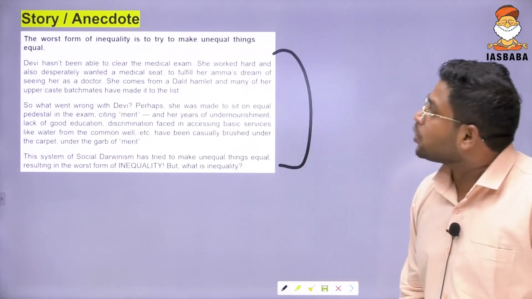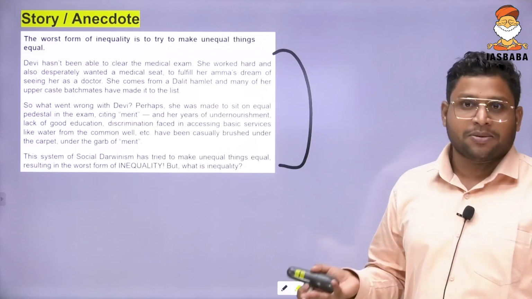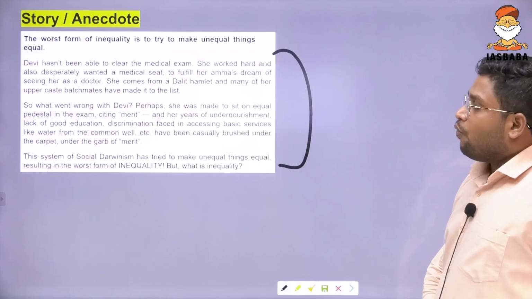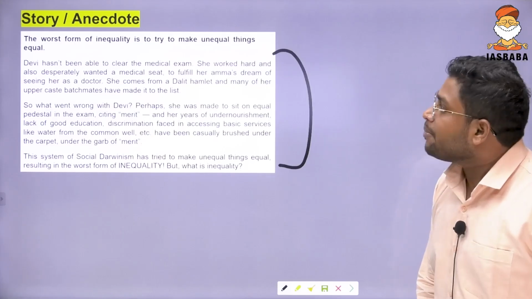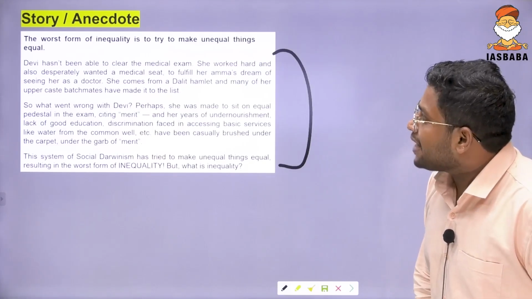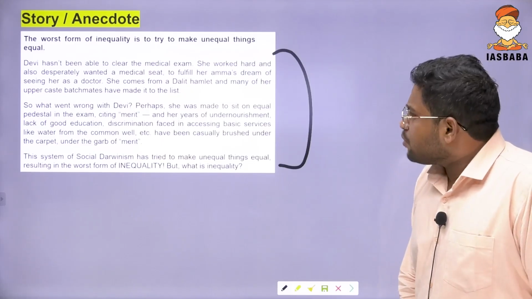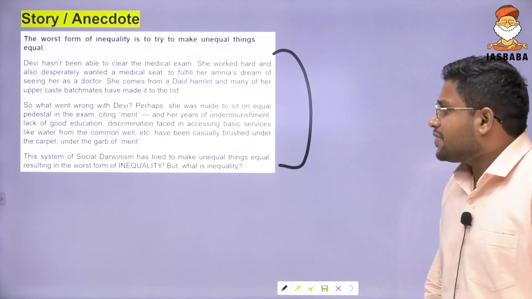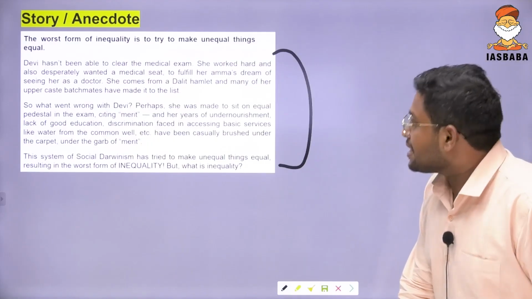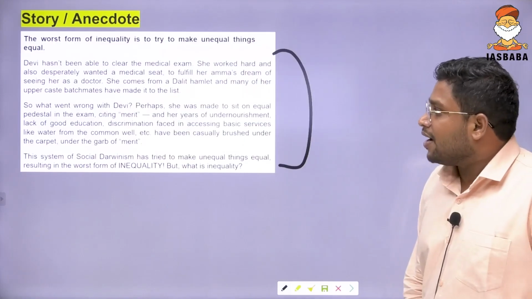Devi hasn't been able to clear the medical exam. Okay, he's talking about a person. Whether it's a real story or not doesn't matter. Devi has not been able to clear the medical exam. She worked hard and also desperately wanted a medical seat to fulfill her Amma's dream of seeing her as a doctor. She comes from a Dalit hamlet and many of her upper caste batchmates have made it to the list. So what went wrong with Devi? Perhaps she was meant to sit on an equal pedestal in the exam, citing merit, and her years of undernourishment, lack of good education, discrimination faced in accessing basic services like water from the common well, etc., have been casually brushed under the carpet under the garb of merit.